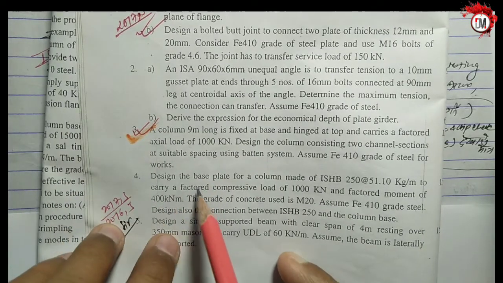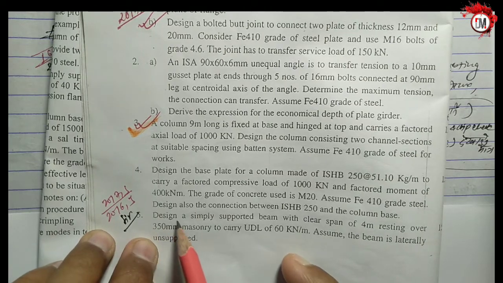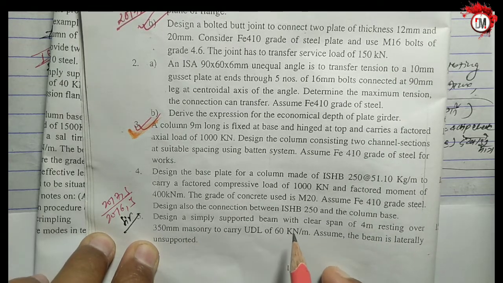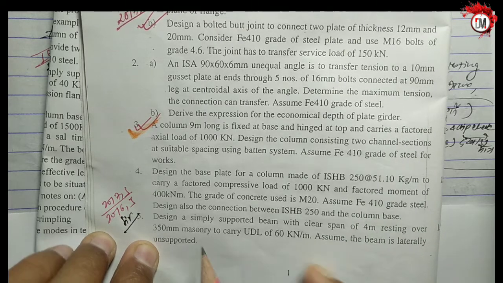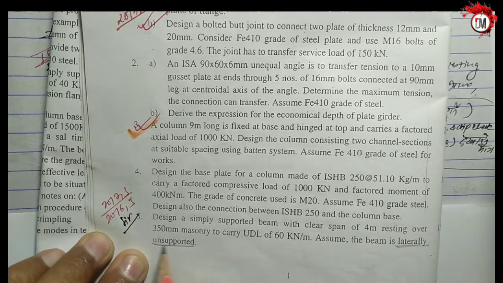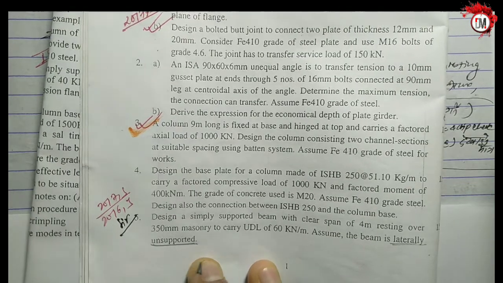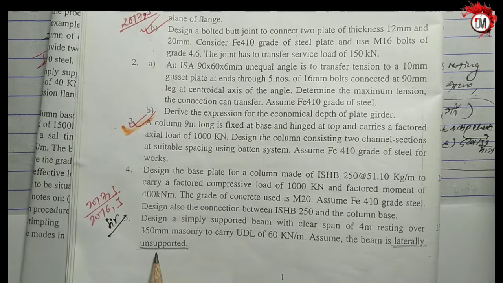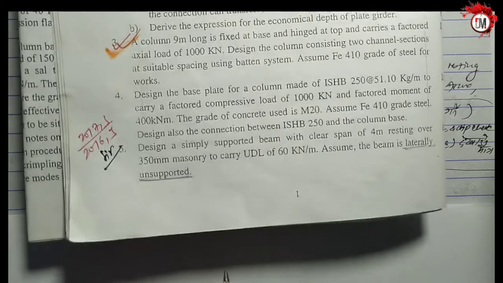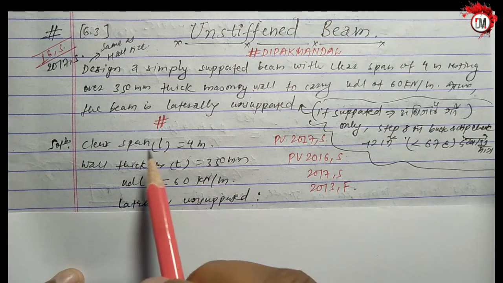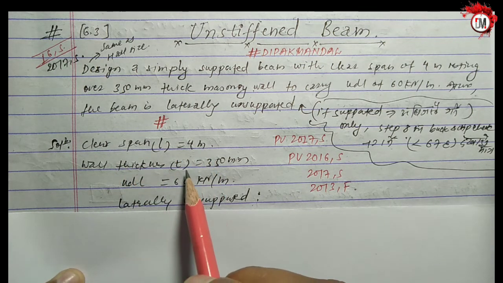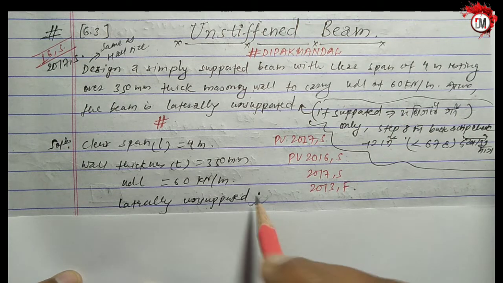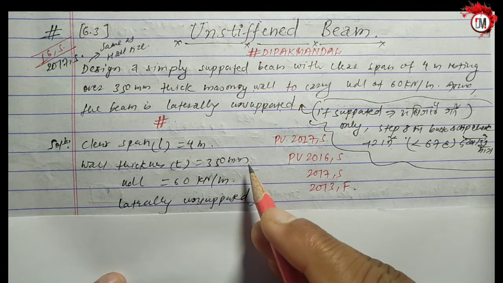Here in question number 5, design a simply supported beam with a clear span of 4 meters resting over 350 mm masonry wall to carry a UDL of 60 kilonewton per meter. Assume the beam is laterally unsupported. Here the condition is given, that is laterally unsupported. Before this video we already discussed the laterally supported beam, but here we have the laterally unsupported condition. So what are the main changes in the laterally unsupported beam? Let's see. The given data are: clear span L equal to 4 meters, wall thickness 350 mm, UDL 60 kilonewton per meter, and the laterally unsupported condition. These are all the data given in the question.